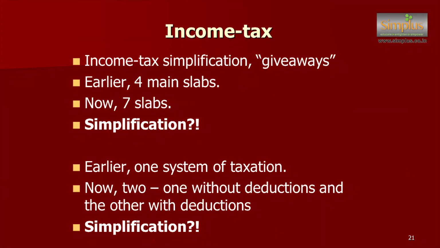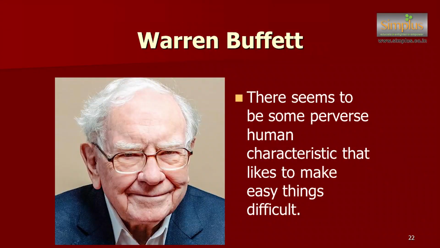Earlier we had 4 slabs, now we have 7 slabs. Is this simplification? Earlier we had one system of taxation. Now you have a choice between 2 systems of taxation, one with deductions, one without deductions. Once again, is this simplification? Warren Buffett said it beautifully. There seems to be some perverse human characteristic that likes to make easy things difficult.